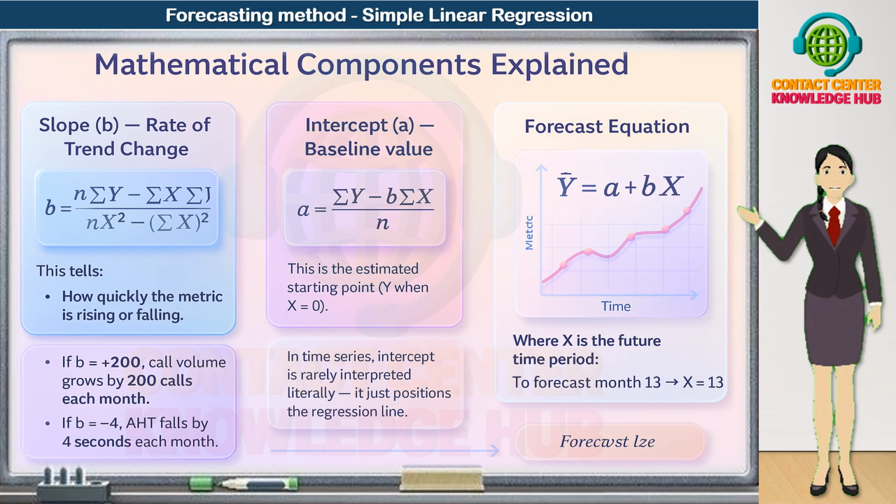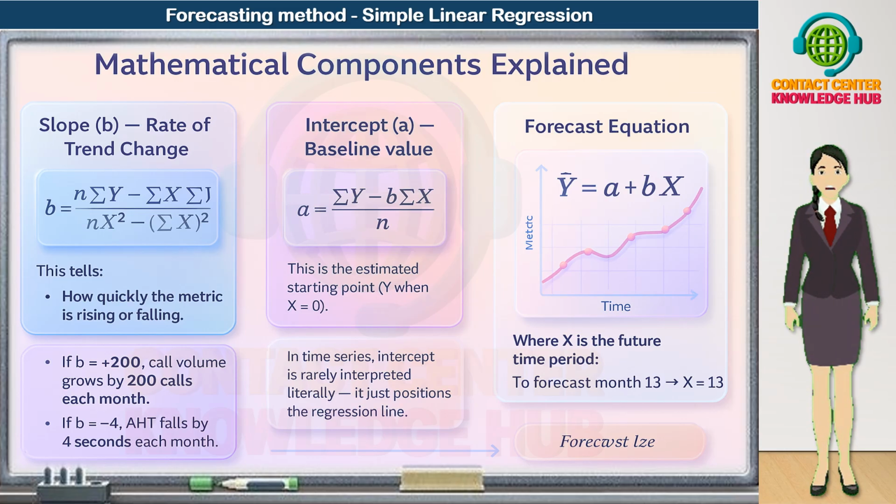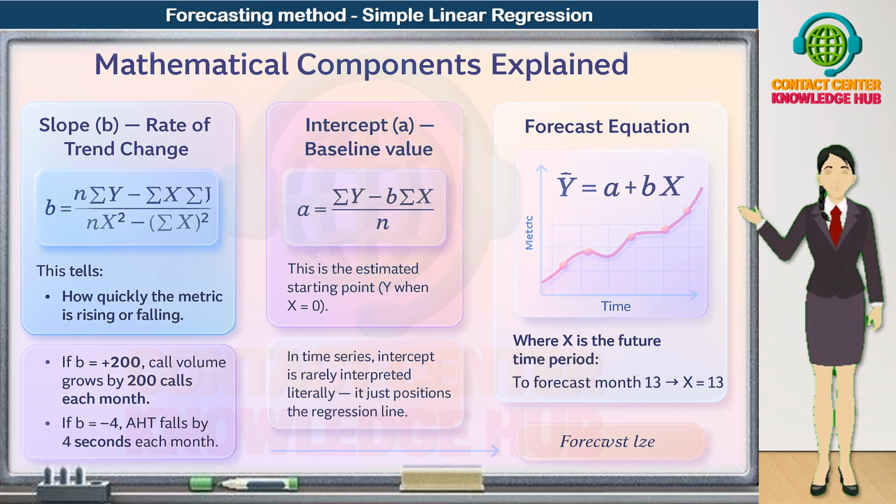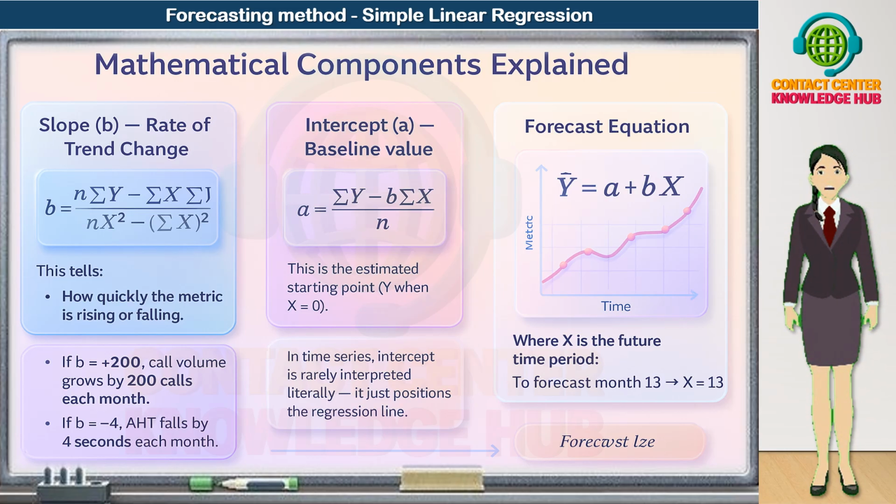Here's what it means in practice. If B equals positive 200, call volume grows by 200 calls every month. If B equals negative 4, average handle time falls by 4 seconds each month. So the slope is the engine that drives the upward or downward movement of your forecast.